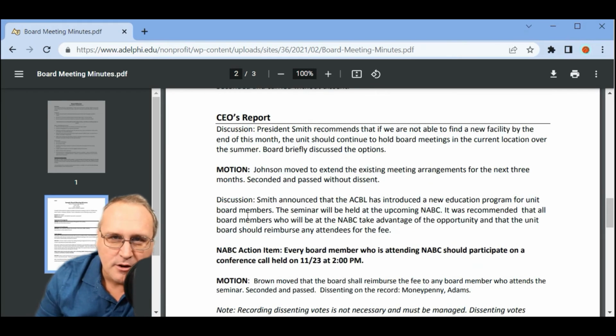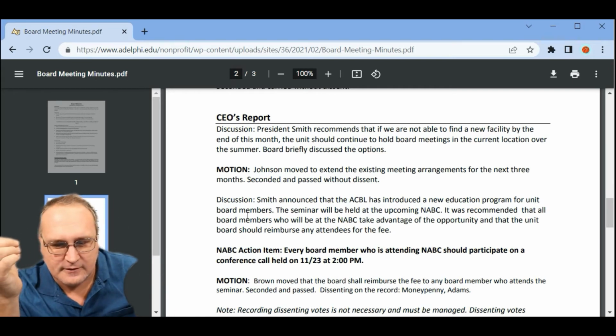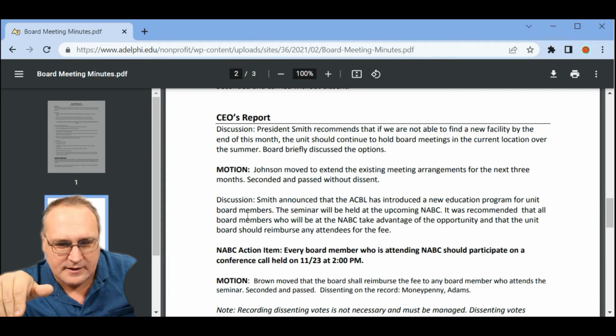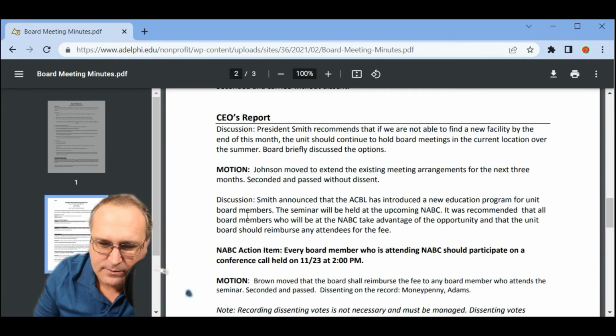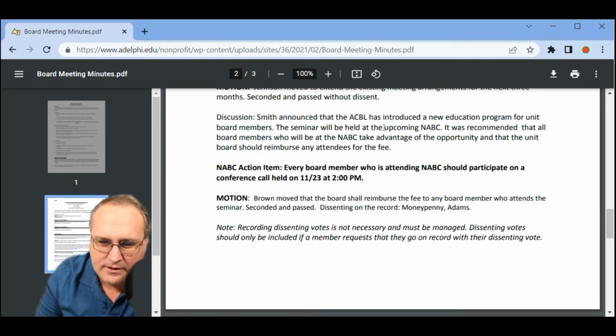Now, sometimes you'll want to document that the board discussed this, but usually it'll be something to the effect of discussion. You can see here, President Smith recommends this. It doesn't talk about everything everybody says, doesn't talk about all the details that President Smith gave, it just says the board briefly discussed the options, doesn't tell us everybody's position or what everybody on the board said. It's just summarizing what happened at the meeting.